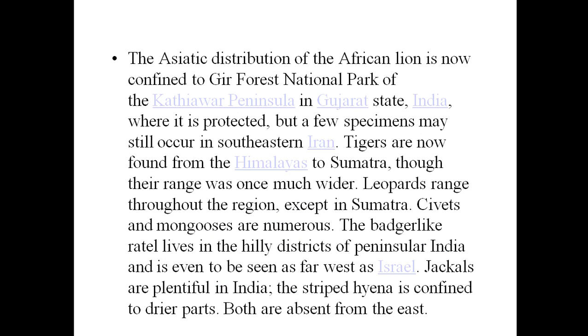Civets and mongooses are numerous. A badger-like ratel lives in the hilly district of southern India. Jackals are plentiful in India, whereas the striped hyena is confined to drier parts. But both the jackals and hyena are absent from the east.